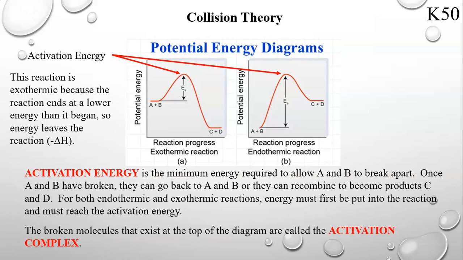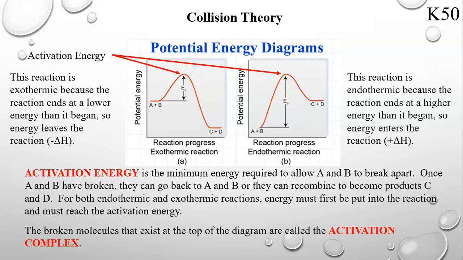So this reaction, the one on the left, is exothermic because the reaction ends at a lower energy than it began with. C and D are lower than A and B. So energy leaves the reaction. That's a negative delta H, negative change in enthalpy.